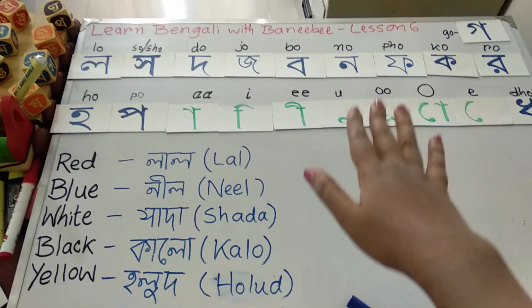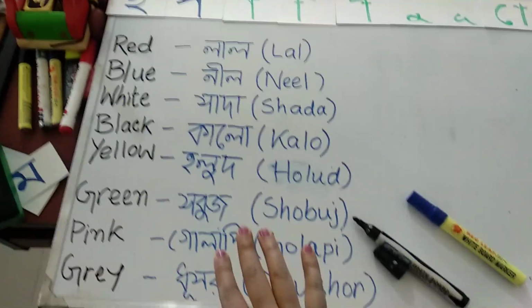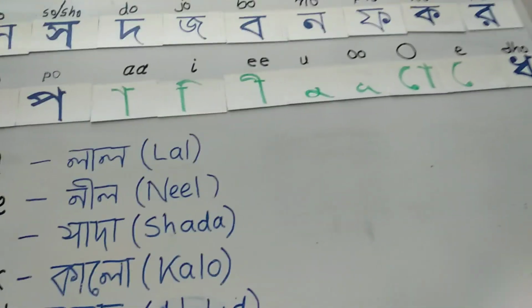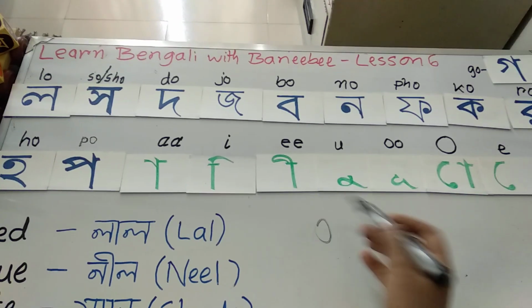You can see that I have already put the letters that we learned in our previous lessons. Then these are the color names that we have covered. Now we are going to learn two more color names today. Okay, the first one is going to be orange.